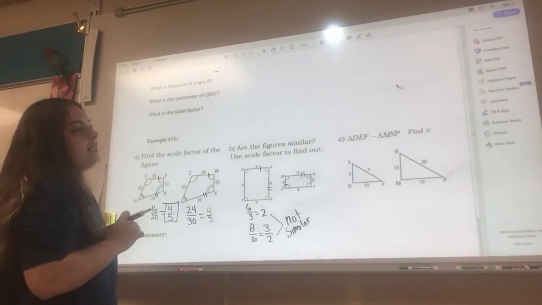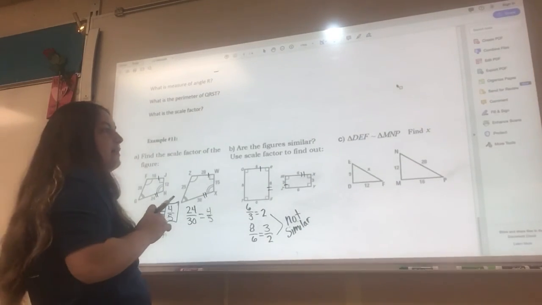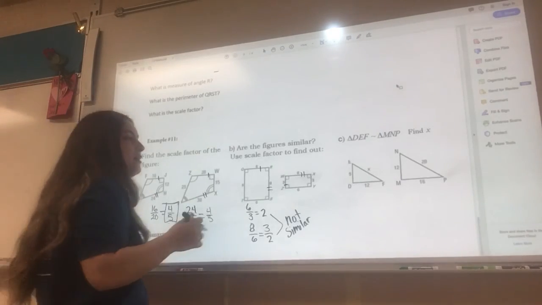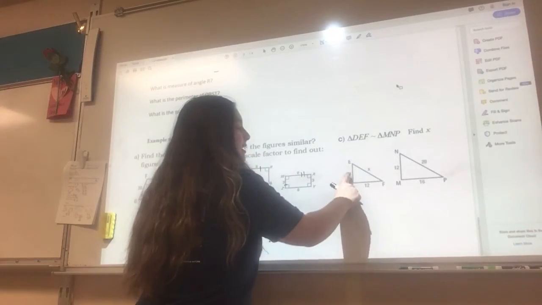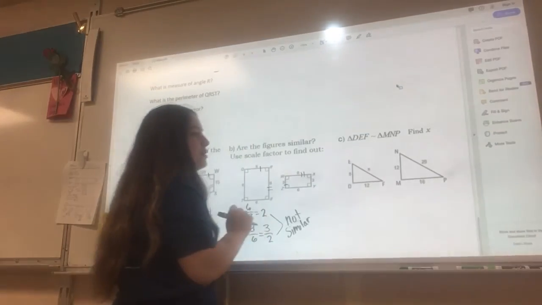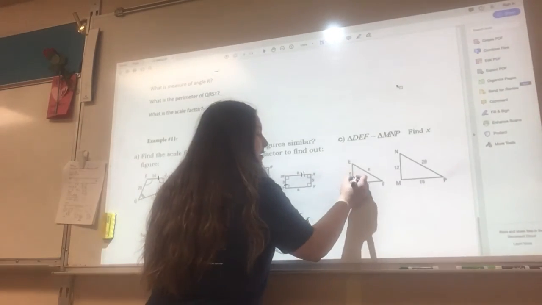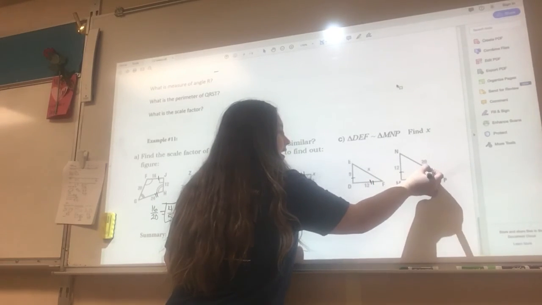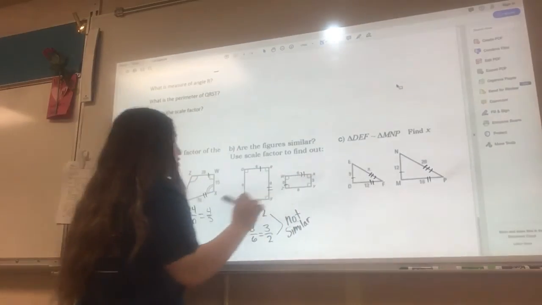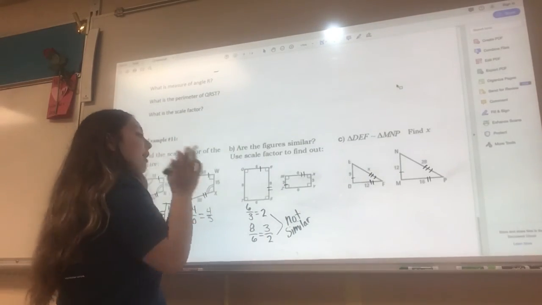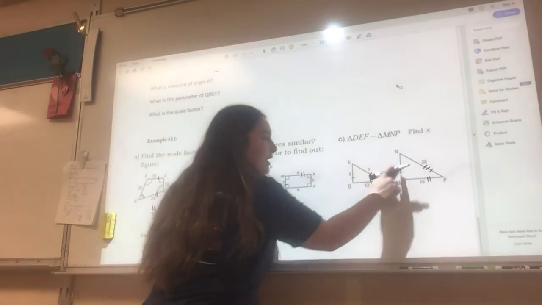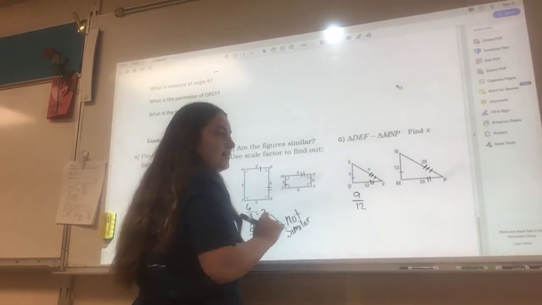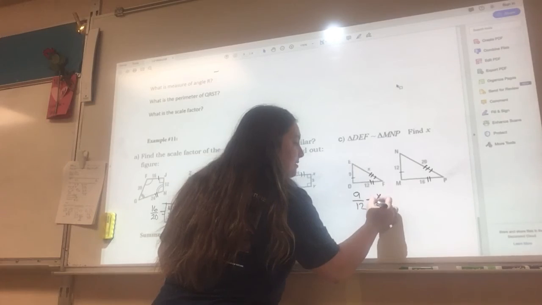Our triangle DEF is similar to triangle MNP. Find X. So we should know that the sides should be proportional to each other. So 9 and 12, 12 and 16, and X and 20 should be proportional to each other. I'm going to go with the smaller numbers of 9 and 12. So we're going to take 9 over 12. And we want to find X. So it should equal X over 20.